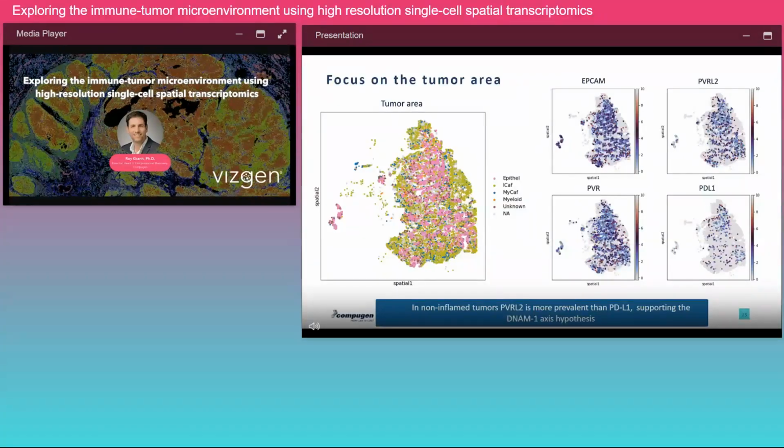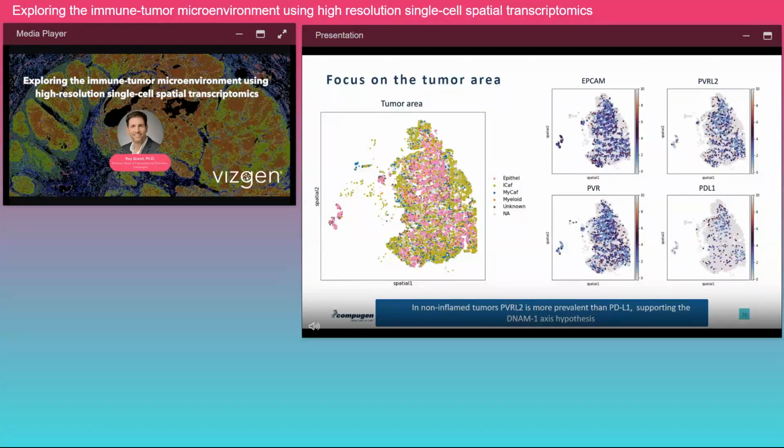Looking into the tumor region, we can see different lineage markers, and we can see different known genes such as PD-L1. Interestingly, PD-L1 is rather low in this kind of tumor, and this is something that is often seen in cold tumors. Looking at PVRL2, the ligand of PVRIG, we can see that it's much more abundant than the PD-L1 gene. So this is supporting the DNAM1 hypothesis and encouraging us that it might work in non-inflamed tumors, where PD-L1 and PD-1 normally don't really work.